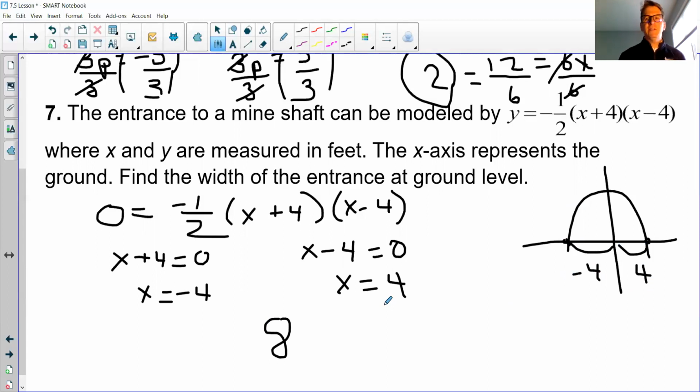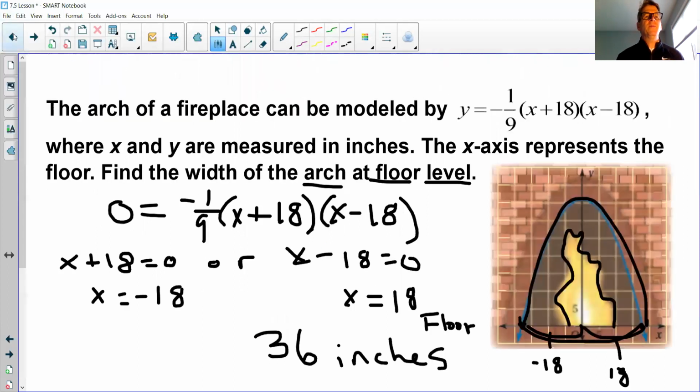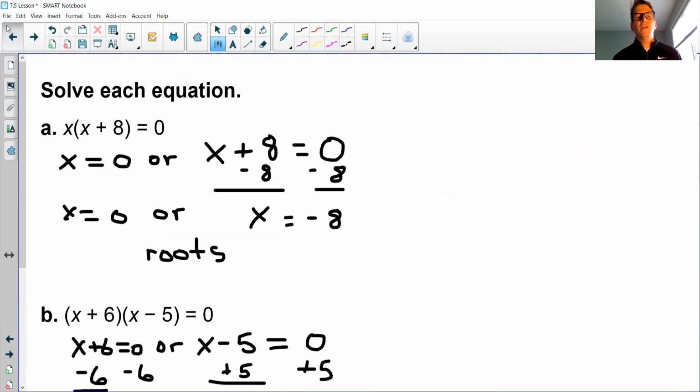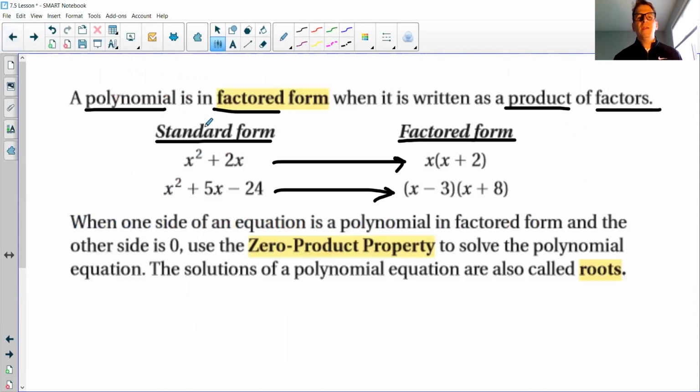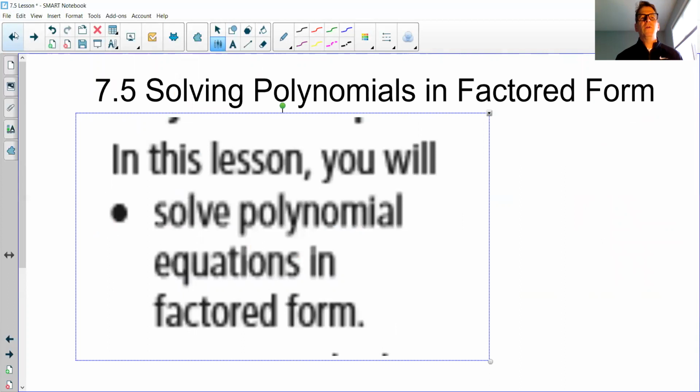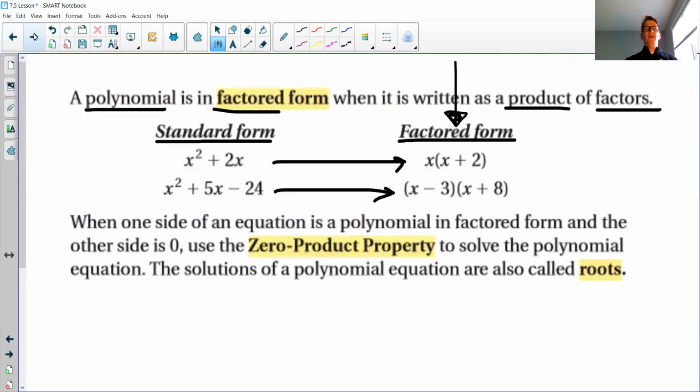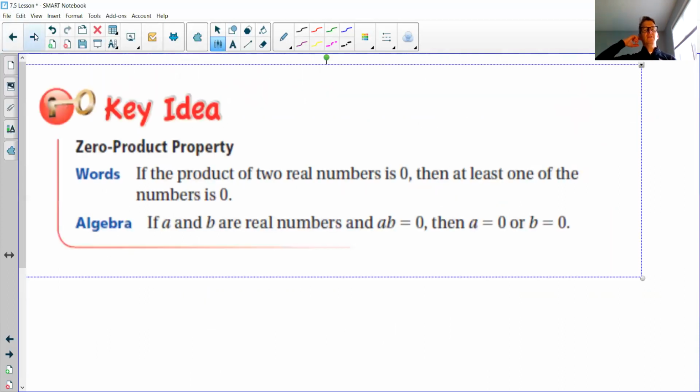So that concludes the lesson today. The lesson is on solving polynomials that are already in factored form, and we use the zero product property. Keep in mind, we haven't really got into factoring yet, but we are going to be doing that shortly. These problems are already in factored form, so we can solve them by using the zero product property and setting our 2 roots equal to 0 and doing our solving.